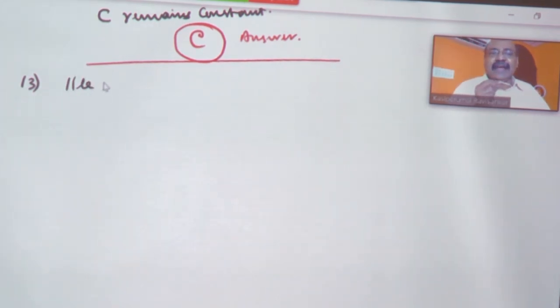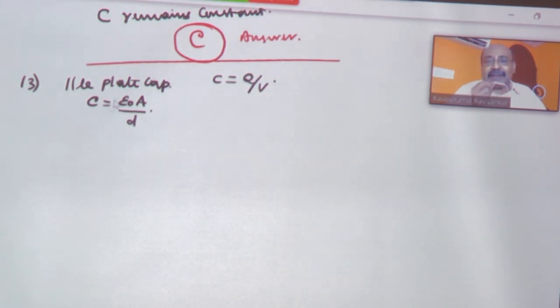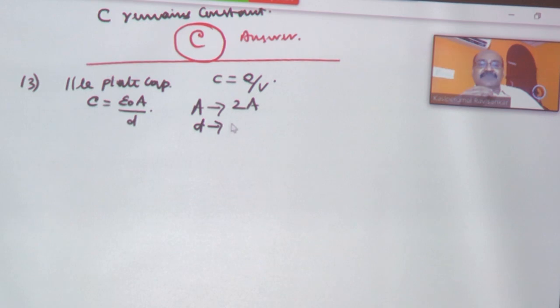When you are considering a parallel plate capacitor, the general concept is C equal to Q by V. But for a parallel plate capacitor, the capacitance C is equal to epsilon 0 into A divided by D. So what will happen if area and distance are both doubled? The area becomes 2A and D becomes 2D.